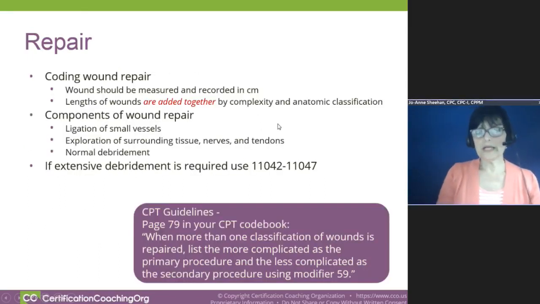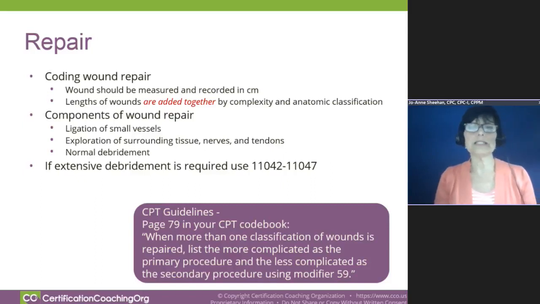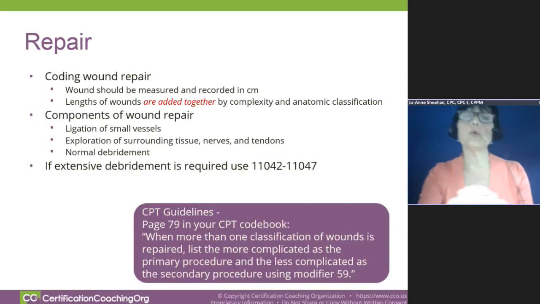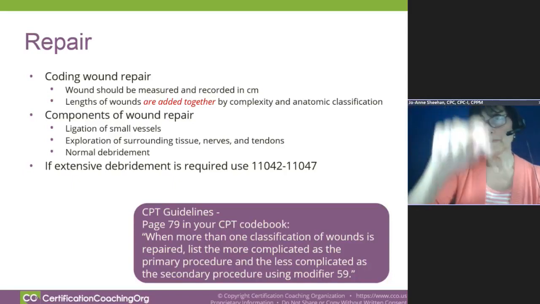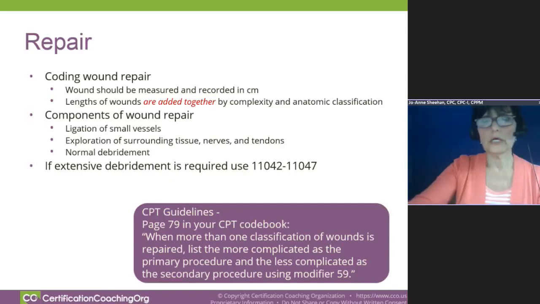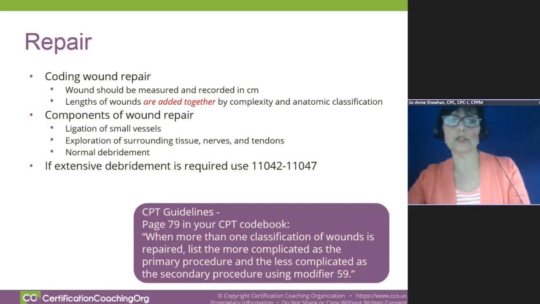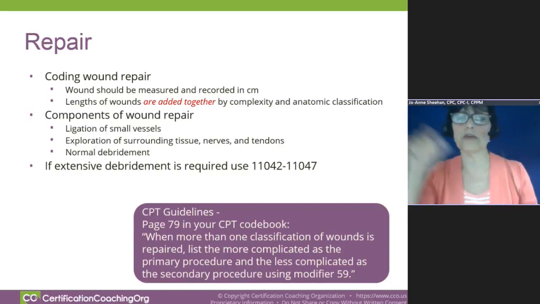When you code wound repair, the wound should be measured and recorded in centimeters, and the lengths of the wounds are added together by complexity and anatomic classification. So what does that mean? If you have two wounds that are intermediate repair on, say, your leg, and they're both the same depth, you measure the width. So if the doctor says this one side of the leg, it's 10 centimeters, and this part of the leg is 2 centimeters, you add those together to find the code.